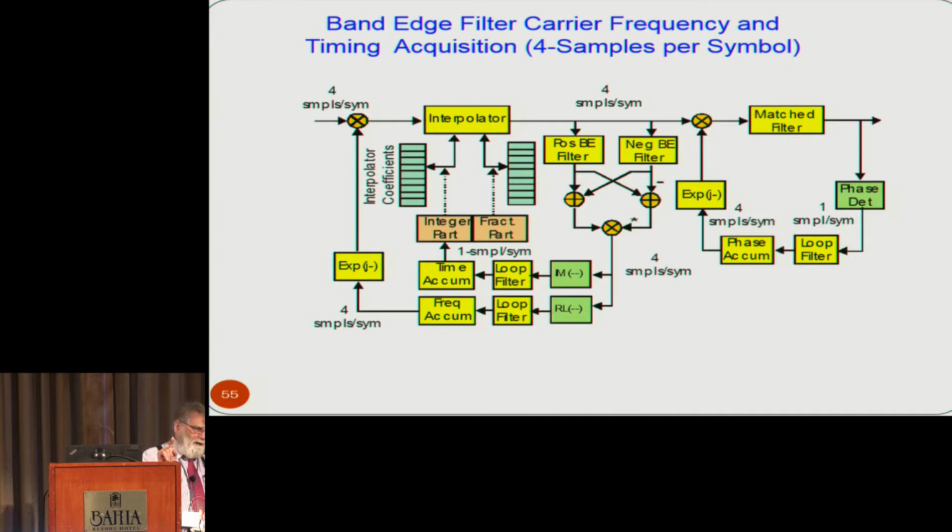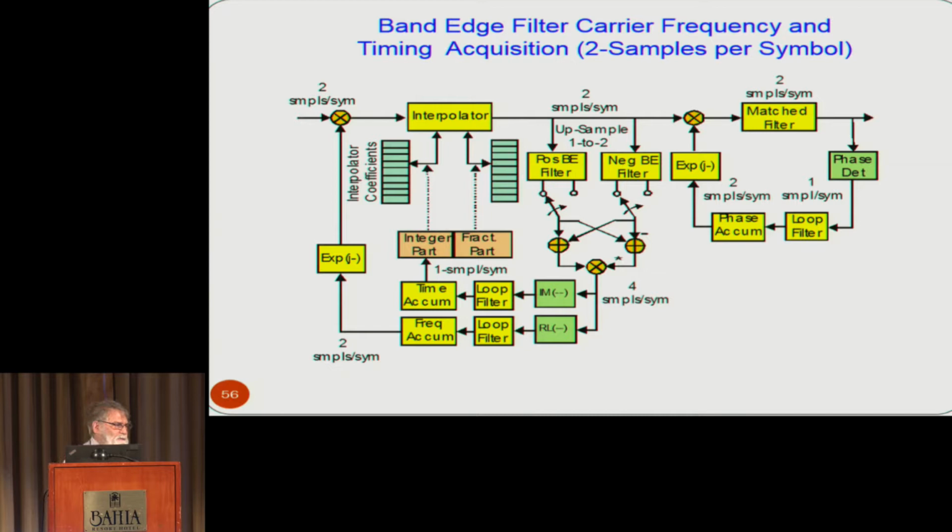And that's what you would get if you only ran at 2 samples per symbol. So it has to run at 4 samples per symbol. Chris Dick once complained to me, he said, Fred, I don't want to run my system at 4 samples per symbol. So in desperation, you make a change. If the customer wants it, you fix it.